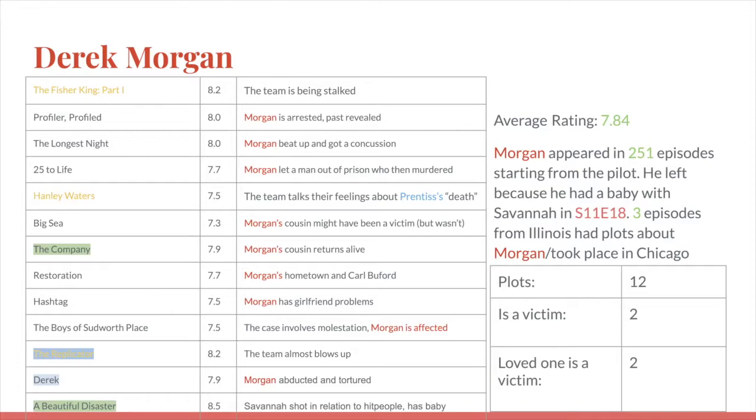And then in the replicator, as I said, with Reid, the team almost blows up. They escape narrowly. A couple of them are actually in a helicopter crash. Forget who though. And then Derek, it was Morgan's turn to be abducted and tortured. And finally, in a beautiful disaster, his last episode, Savannah, his wife, is shot by hit people and has a baby.